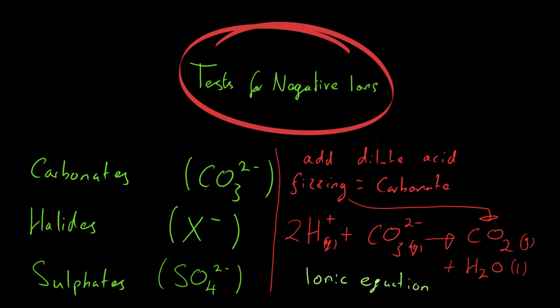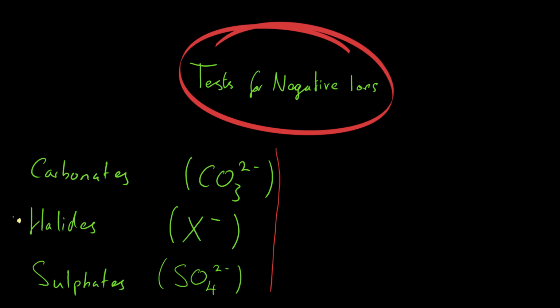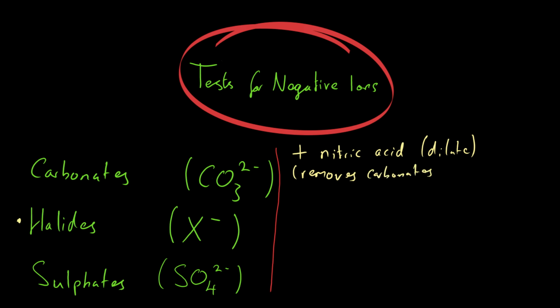Okay, and so next, the halides. So the halides, the order of this one is very important. Okay, so what we do first is we add nitric acid. Okay, and it's going to be dilute. The reason we do this is so that we can get rid of any carbonates. Okay, I'm going to put that in brackets. Removes carbonates. Now those carbonates would interfere with the rest of the test. Okay, so we add nitric acid first in order to stop that from happening.